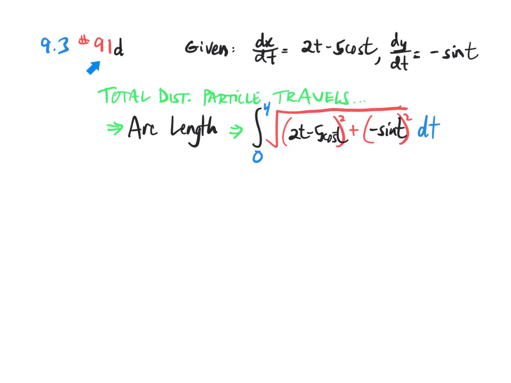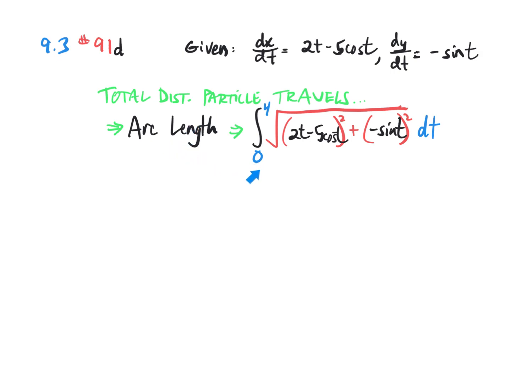Hi, there was a question about this problem, just part D. And part D asks, what's the total distance that the particle travels as t goes from 0 to 4 seconds? We were given dx/dt and dy/dt, and we know this is the formula for how far a particle will travel, the arc length.